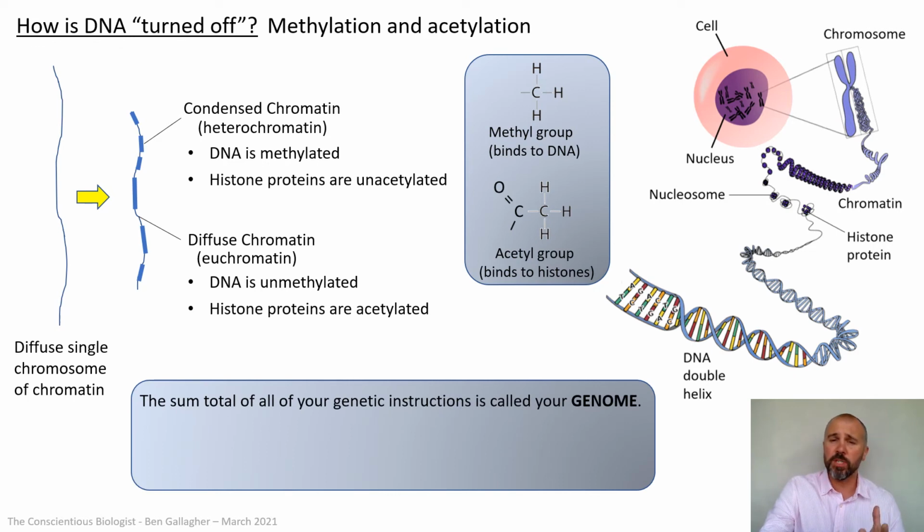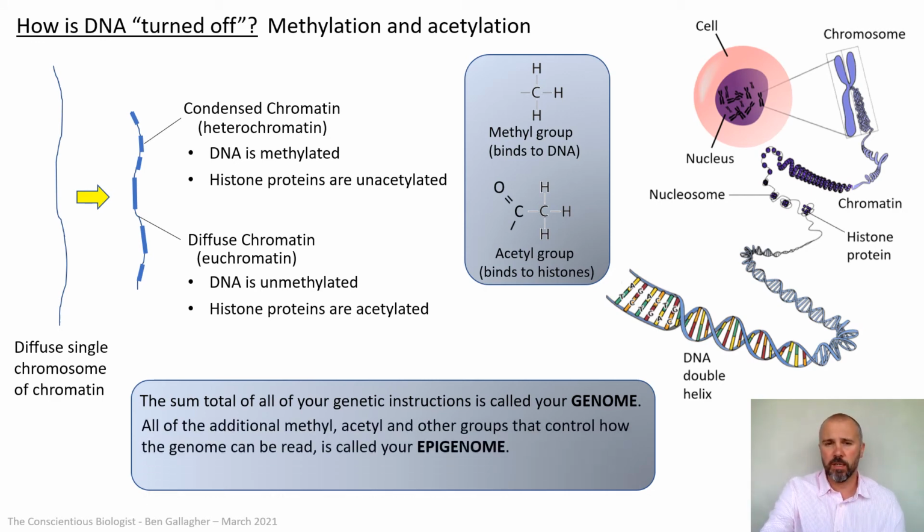So the sum total of your genetic instructions is called your genome. All of the genes that are contained in those chromosomes make up your genome, or rather all the genes in all 46 of your chromosomes. But because we now have to talk about the methylation and acetylation, which determines which genes in your genome can actually be read, we need to introduce this second term. All of the additional methyl, acetyl and other groups, because there's a few others, that control how the genome can be read is called your epigenome.